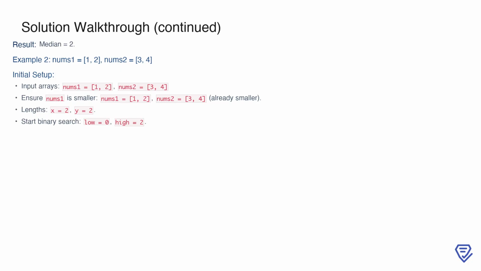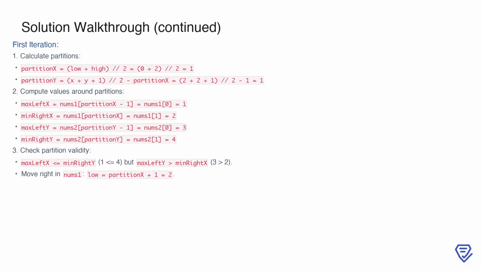In the first iteration of the binary search for this example, partition x is calculated as the midpoint of low and high, resulting in 1. Partition y is then determined to balance the split, calculated as (x plus y plus 1) // 2 minus partition x, which gives 1. Next, we compute the values around the partitions. Max left x is nums1[0], which is 1, and min right x is nums1[1], which is 2. For nums2, max left y is nums2[0], which is 3, and min right y is nums2[1], which is 4.